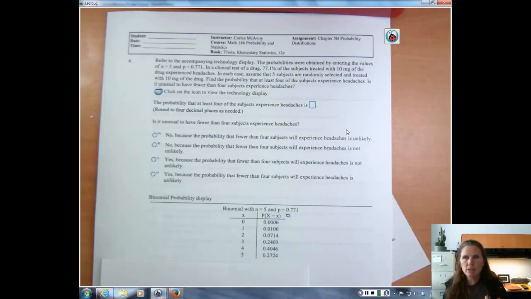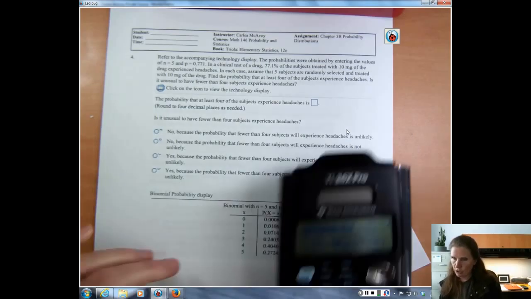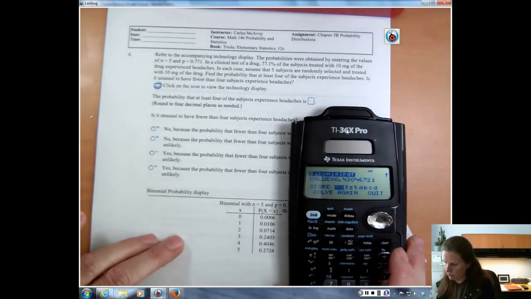Okay, the probabilities were obtained by entering the values n equals 5, probability is 0.771, and there was 10 milligrams of drugs. The subjects treated with 10 milligrams of the drug experienced headaches, 77.1% of them did. In each case, assume that 5 subjects are randomly selected and treated with the 10 milligrams of drug. Find the probability that at least 4 of the subjects experience headaches. So here's the chart down here that they did. I showed you how to do that in the last homework, but I'll show you again how to get the whole chart if you want all of them at once and not just a single one.